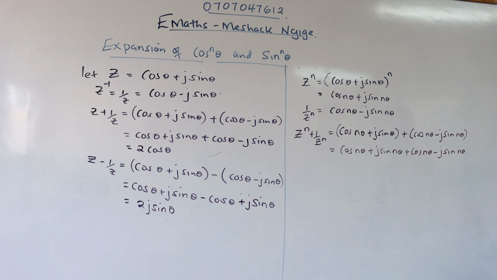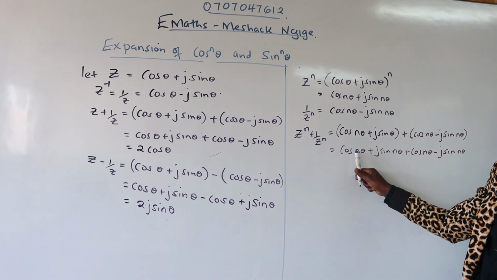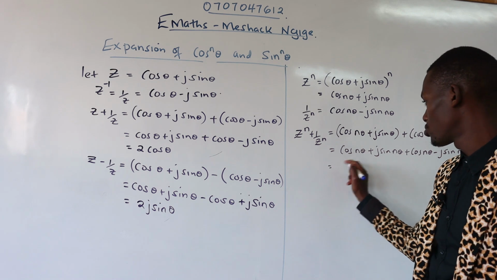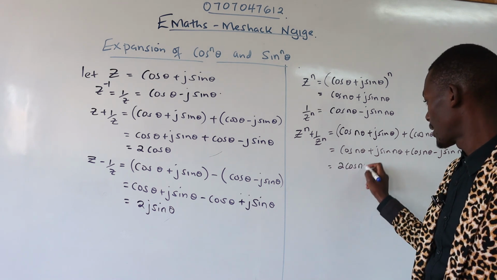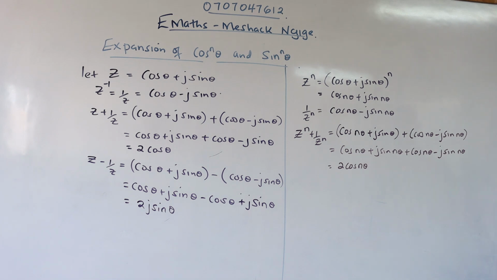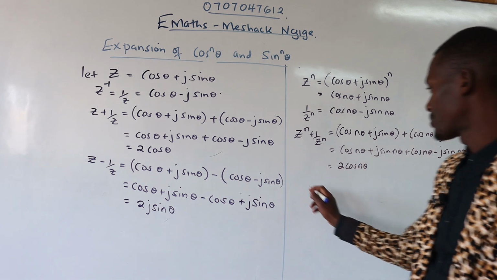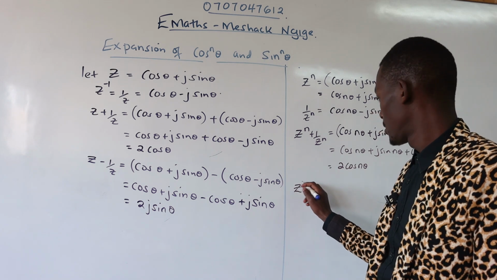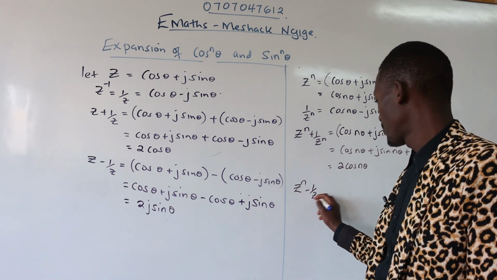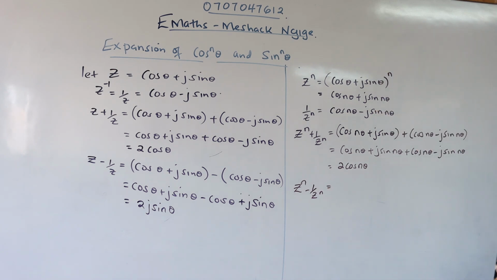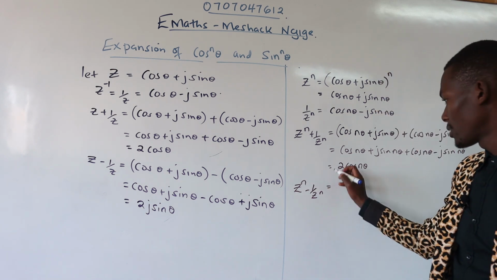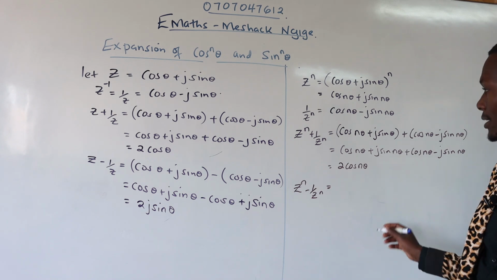Sine n theta. So again, taking like terms, we have this and this, so they'll become 2 cos of n theta, right? So you have 2 cos n theta, then you have j sine n theta, then minus j sine n theta. So this and this cancel out to become 0. So you'll have this only and this added together. Again, when you subtract, we have Zn minus 1 over Zn. So when you subtract this, I'll just note the answer so you can try it out to expand it further.